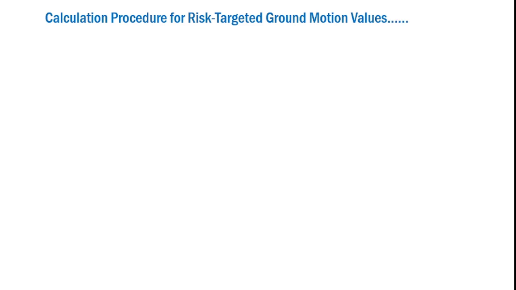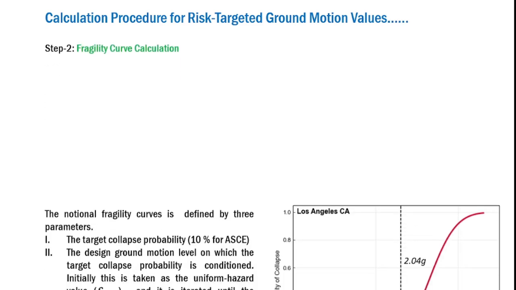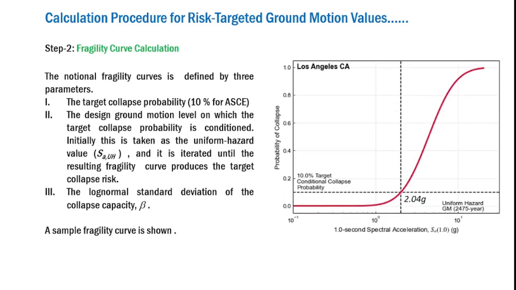Now coming to step 2. In step 2, we get into the risk calculations associated with the building, and this is normally done through the fragility curve. A typical fragility curve is provided over here. If you are not comfortable with fragility curves, just skip it, because this requires that you have some basic understanding of what a fragility curve is, why it is used, etc.